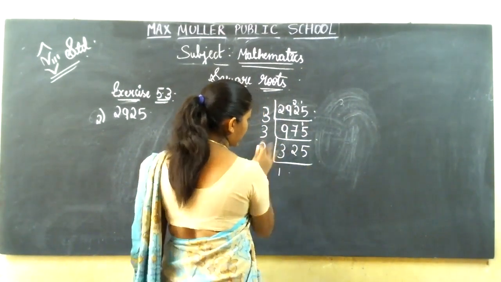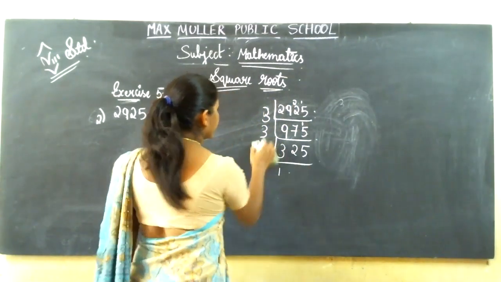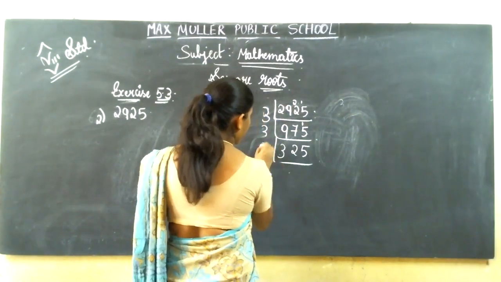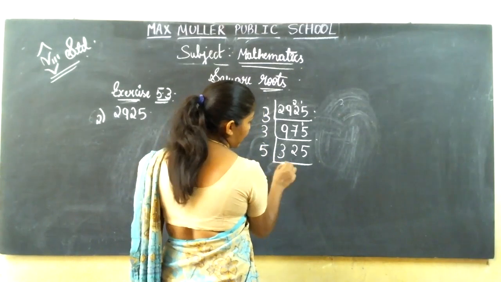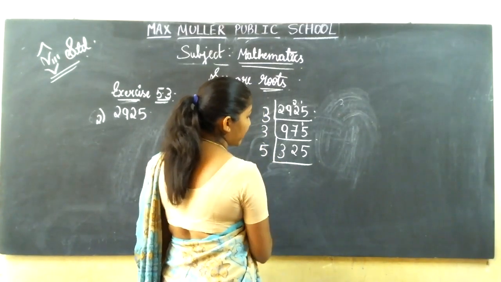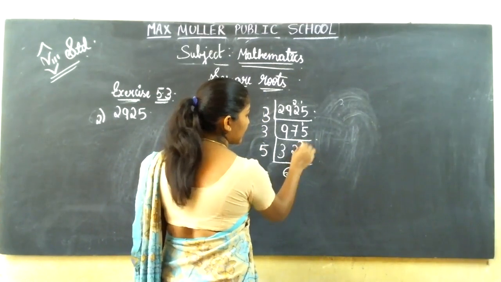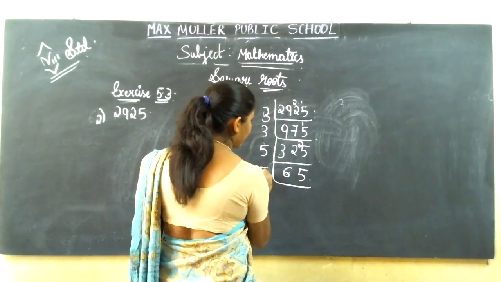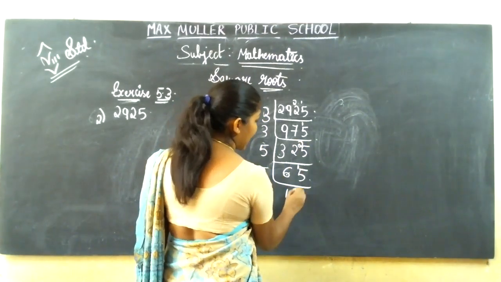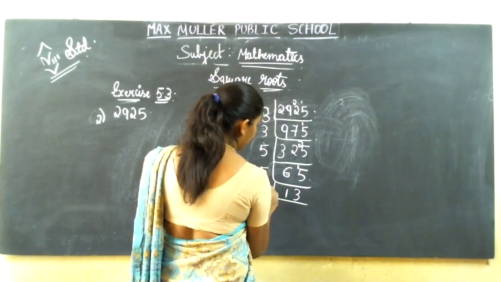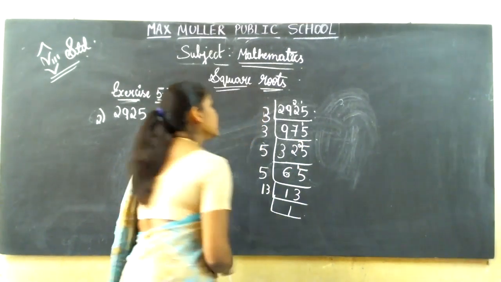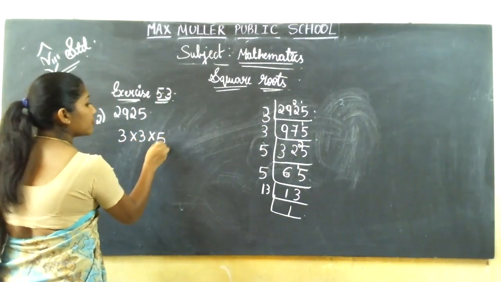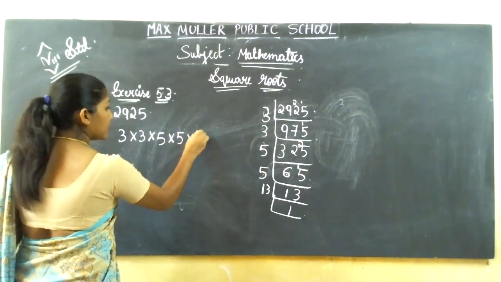Again, 3 doesn't divide. Go for 5 directly. So 5 4s are 20, 5 5s are 25, 5 6s are 30. Here 2 carry. So 5 5s are 25. Again by 5, 5 1s are 5, 1 carry, 5 3s are 15. So 13 1s are 13. So here you got 3 cross 3 into 5 cross 5 into 13.